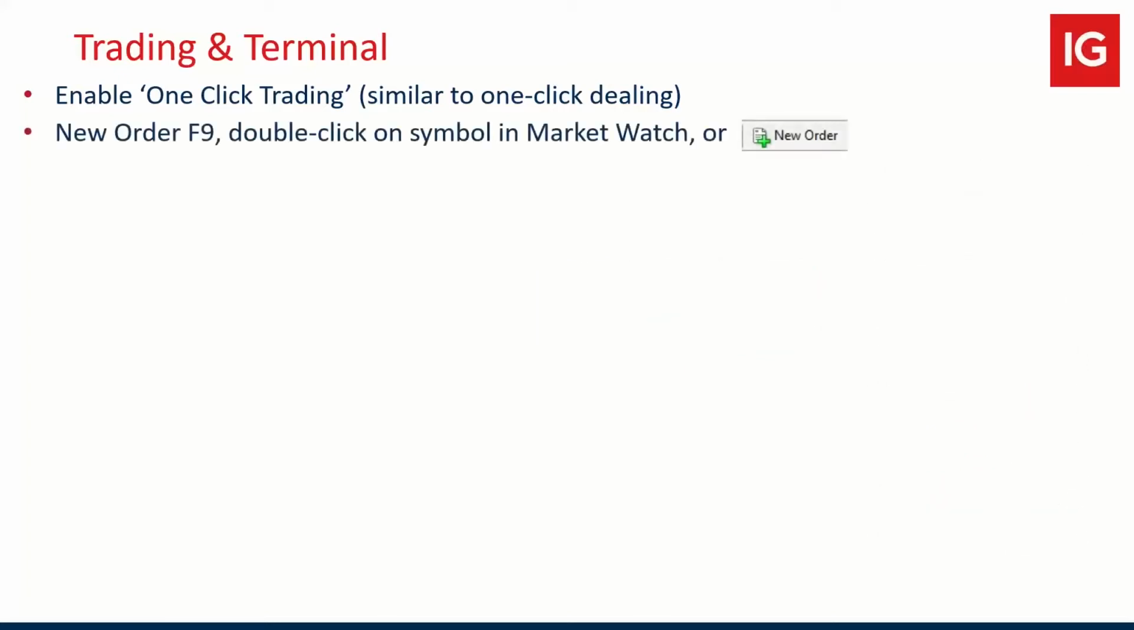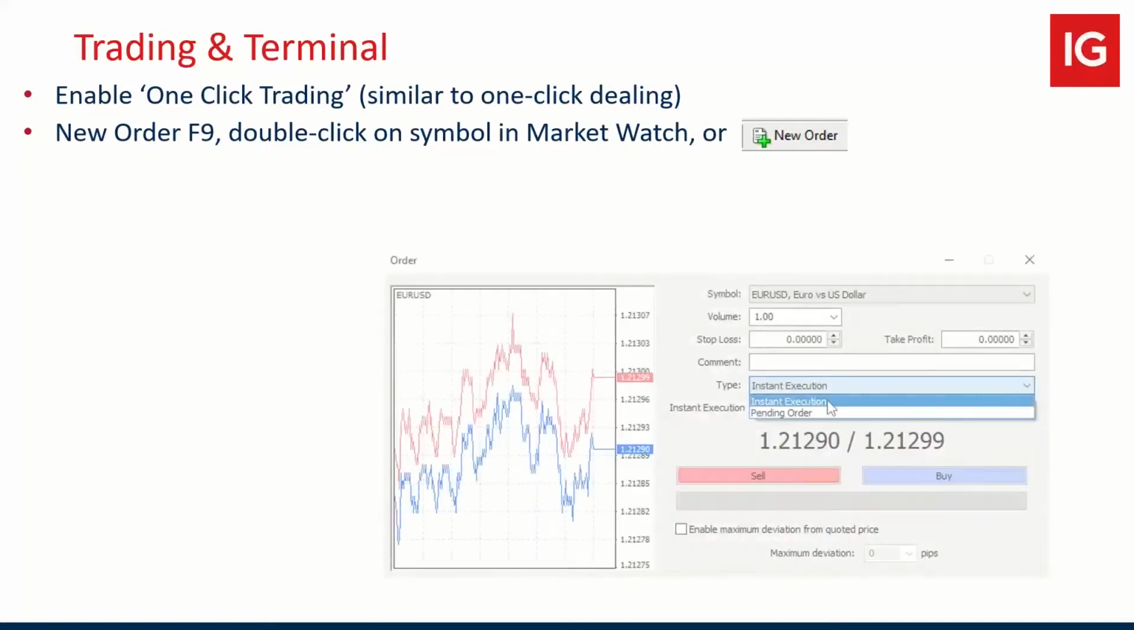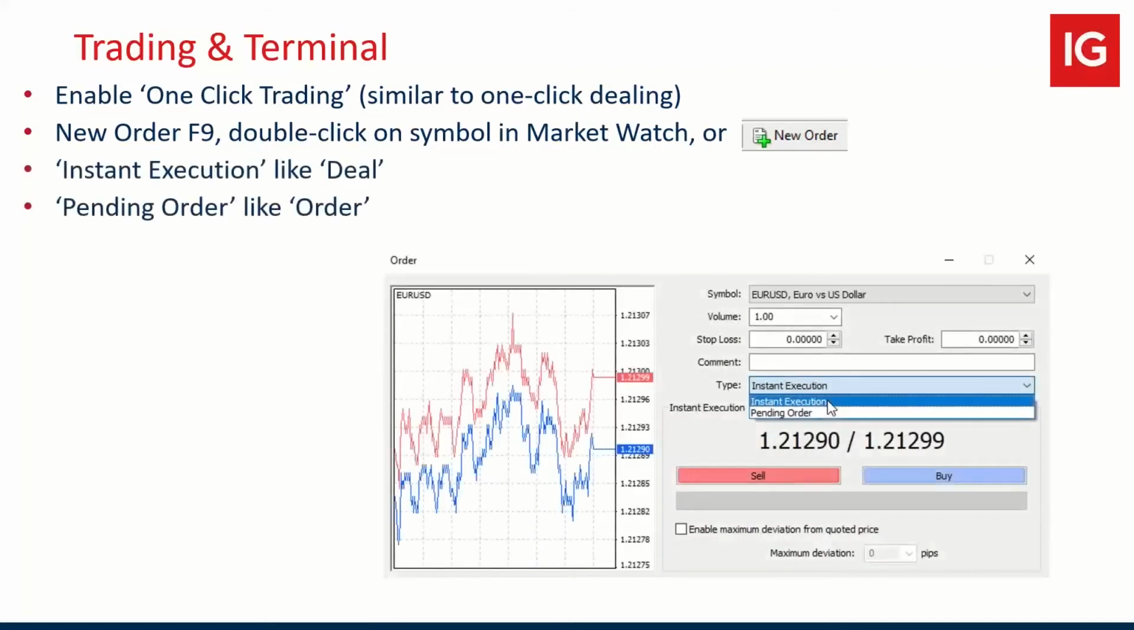But if you do want to go through the order window, you just press F9, or you can double-click on the symbol in Market Watch, or you can just press New Order at the top, and you can come up with this. This window is going to come up, and because I selected it from the symbol EURUSD, it's going to show with EURUSD, and you can go ahead and choose.